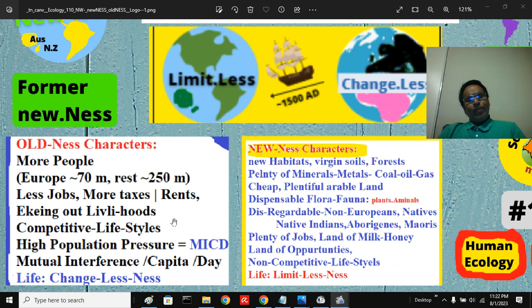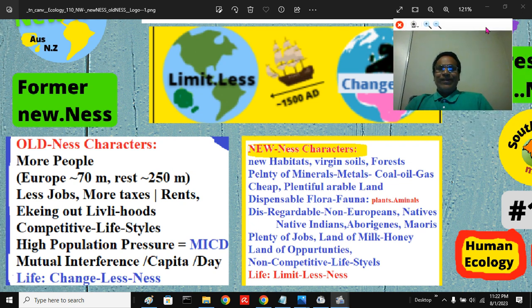There was high population pressure, with more interactions among the people at the ecological stage called MICD, mutual interference per capita per day. And life was changeless. They didn't see any change except some nobilities, royals, rajas. Most of the people lived eking out very simple, bare lives. That is the Old World, that is the oldness character.